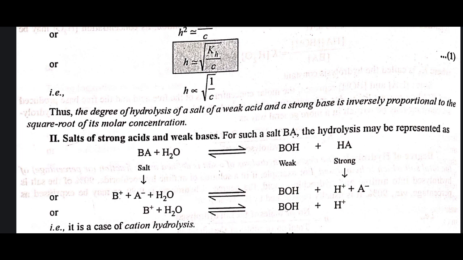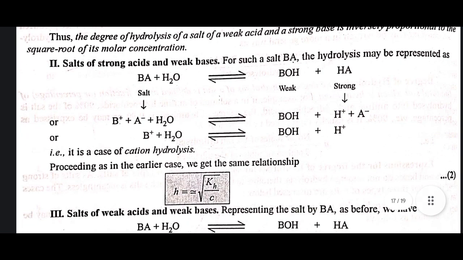Second, salts of strong acid and weak base. For such a salt BA, the hydrolysis may be represented as this. It is a case of cation hydrolysis. Proceeding as in the earlier case, we get the same relationship, that is h nearly equal to under root Kh upon C. This is equation number 2.